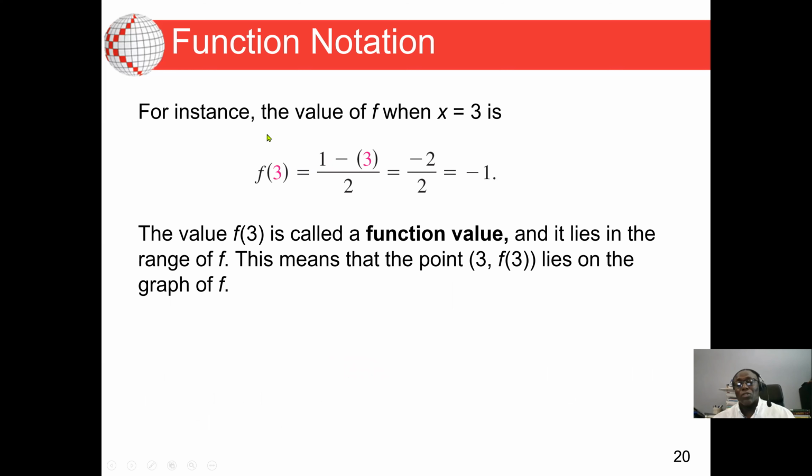For another example, if x equals 3, then f(3) will give us 1 minus 3 over 2, which gives us negative 2 over 2, which gives negative 1. So we say the value of f(3) is called a function value, and it lies in the range of the function f. This means that the point (3, f(3)), which is (3, negative 1), lies on the graph of the function.